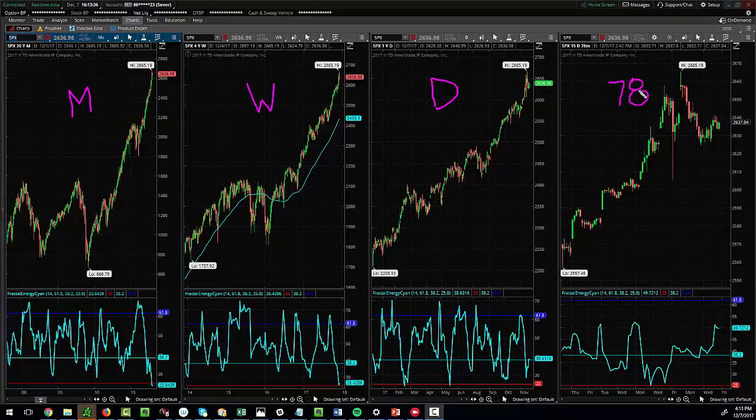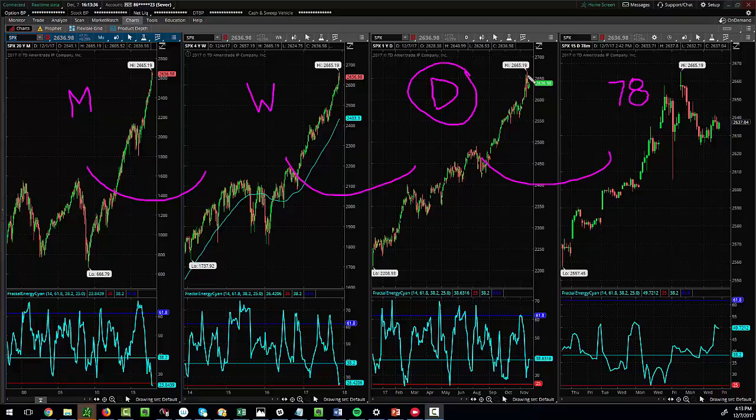Now, the reason I'm using the 78-minute chart on the end is because it is a factor of 5. So there's 5 times 78 in a daily session on the cash index. And so each of these are separated by a factor of 5 from each other. So we're going down to the smallest time frame here, the 78-minute chart, to show you something.